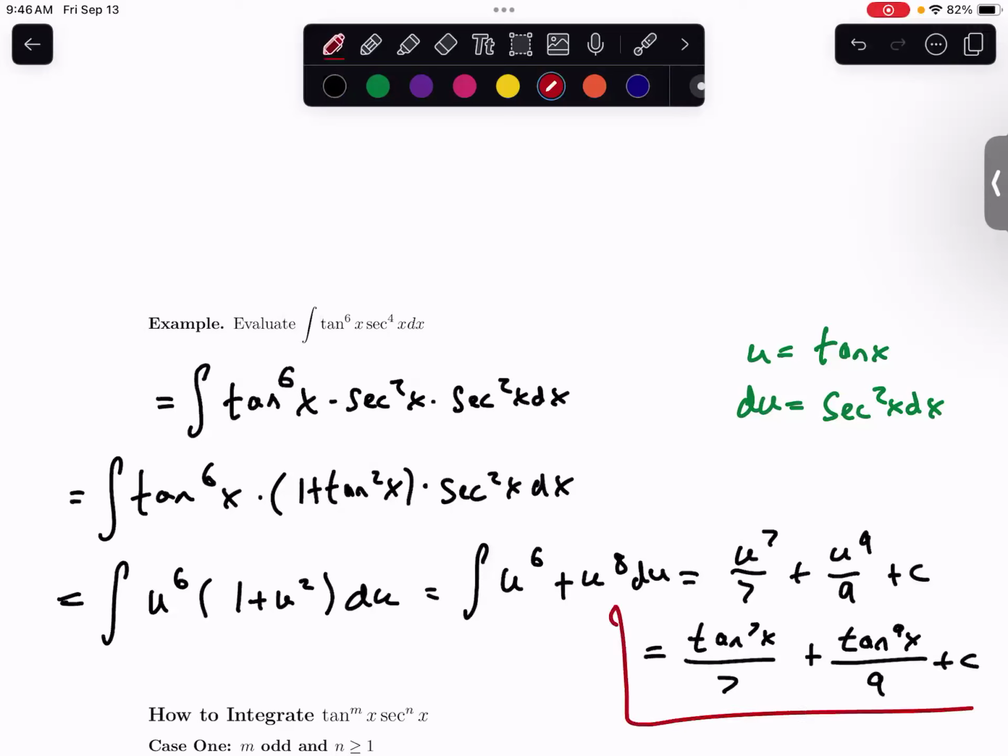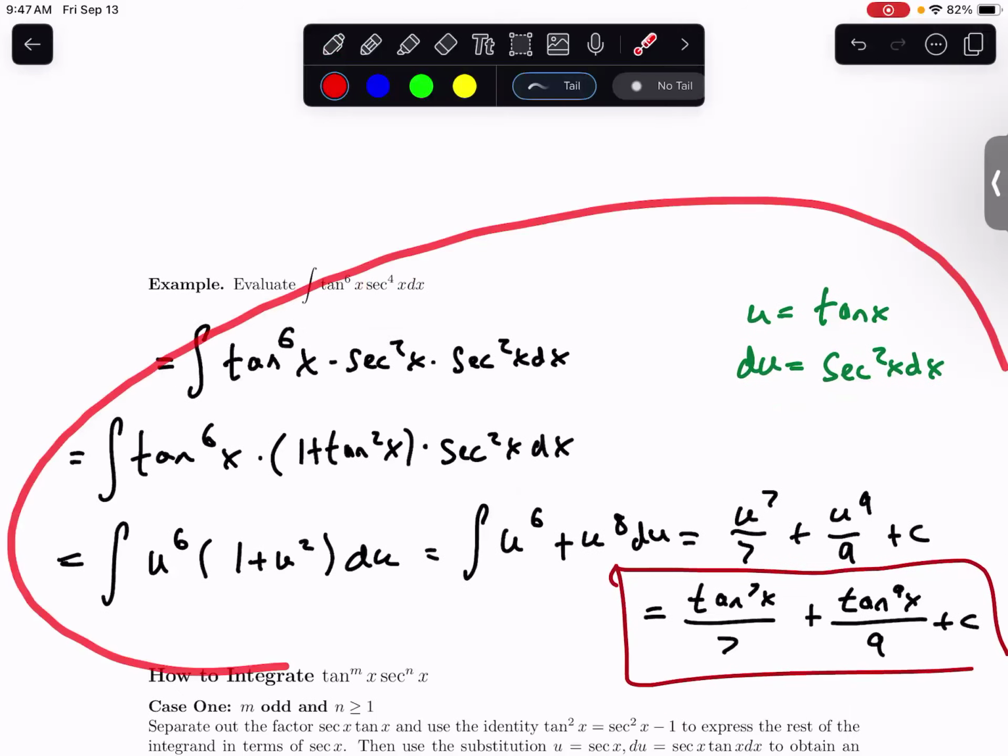And again, things play out the exact same way whenever you have an even power of secant. If you have an even power of secant, if you let u be tangent, things just work out. Any questions about this example?